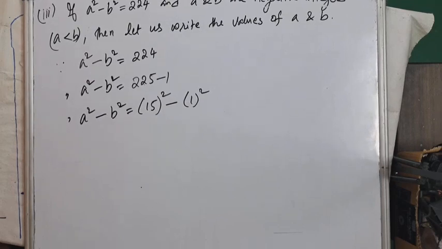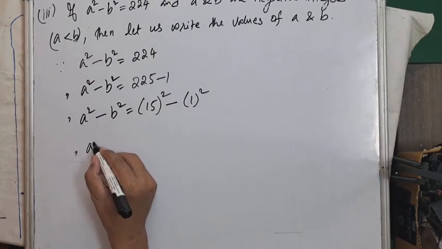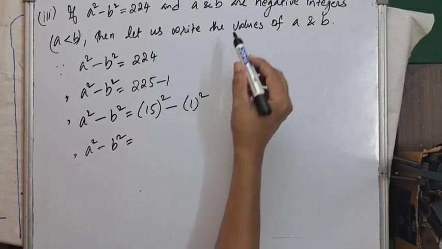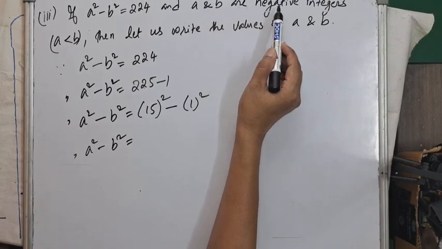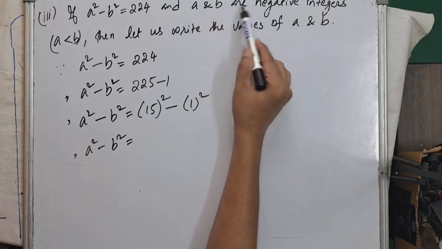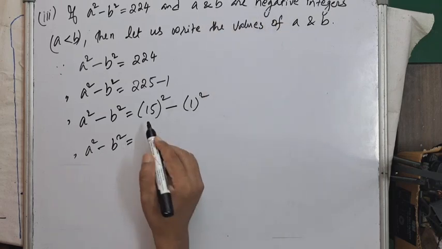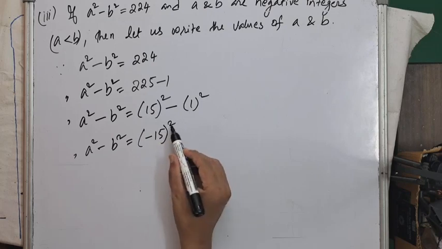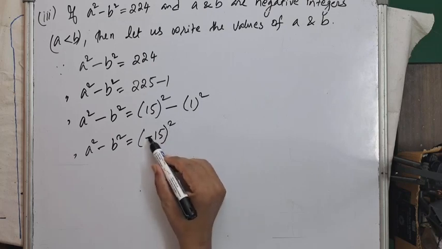Okay, or a square minus b square equal to, since a and b are negative integers, the condition is a and b must be negative, isn't it? So what we do is we write minus 15 square. Okay, when you put a square here, this minus doesn't affect.